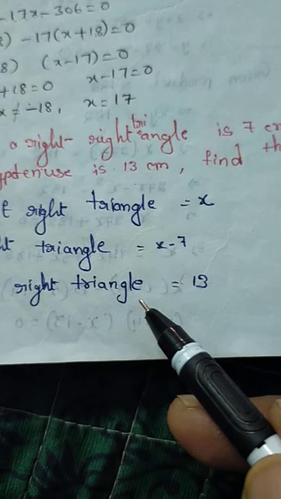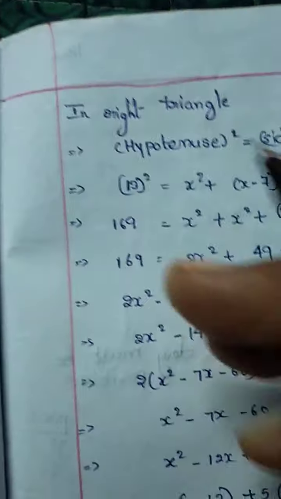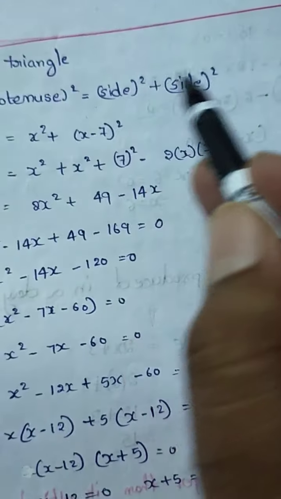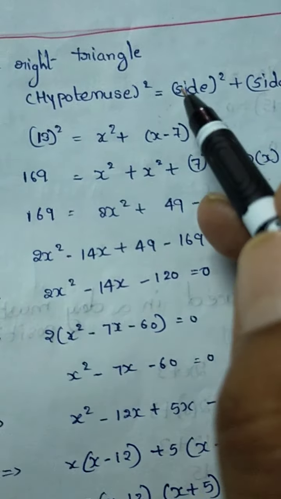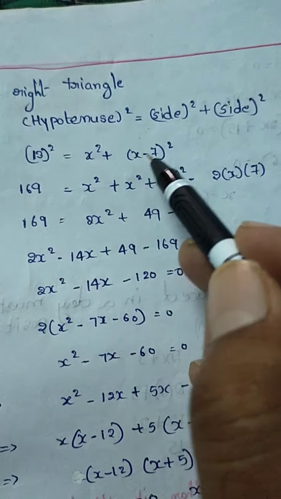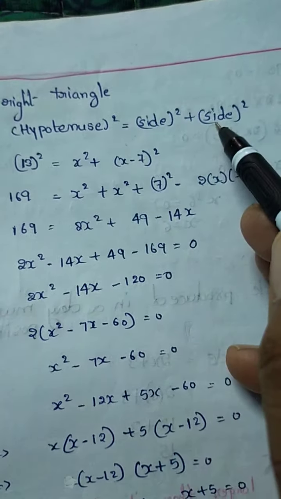Next, the hypotenuse of the right triangle is equal to 13. In a right triangle, the hypotenuse squared equals one side squared plus the other side squared. This is the important condition. So 13 squared equals x squared, one side squared, plus the other side, x minus 7, whole squared.